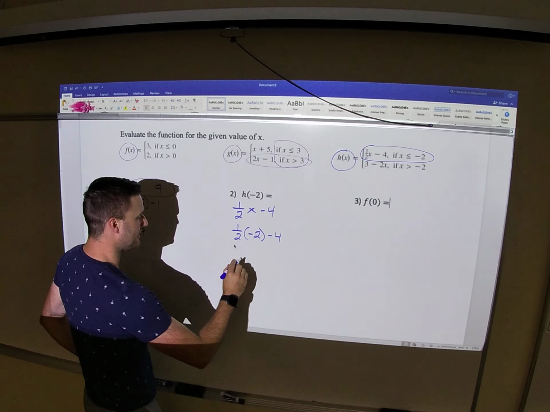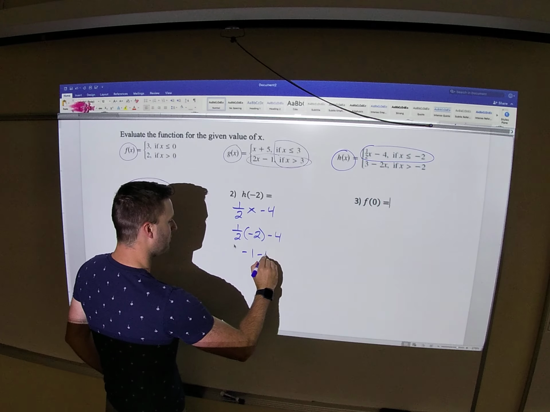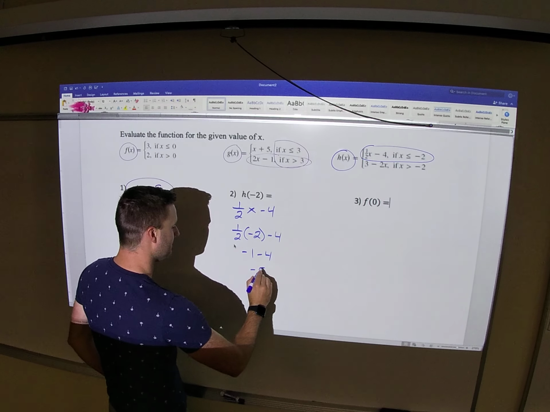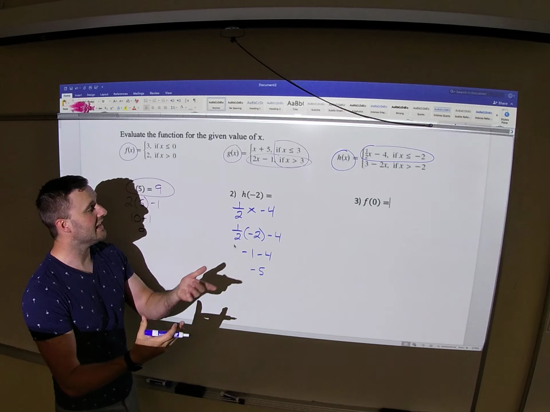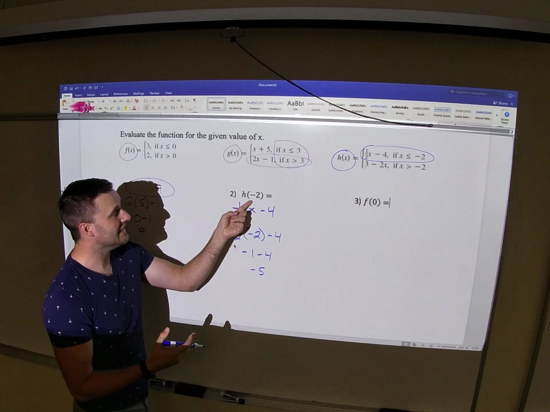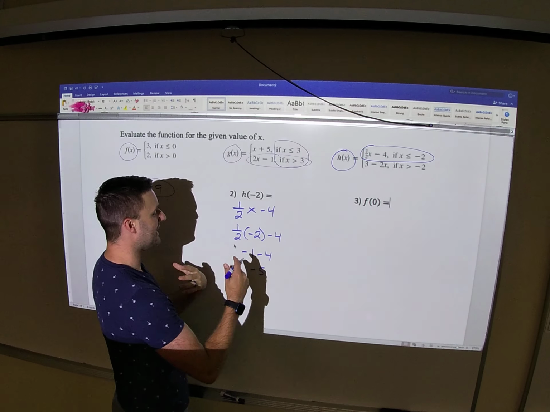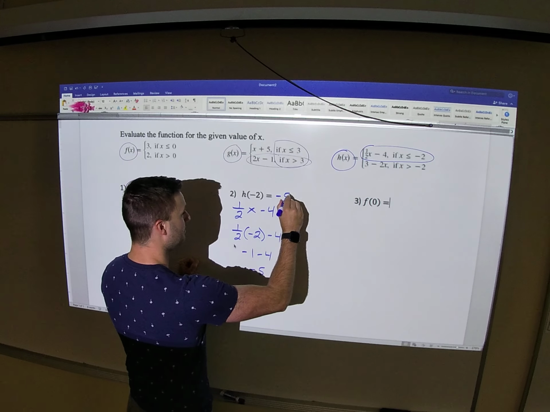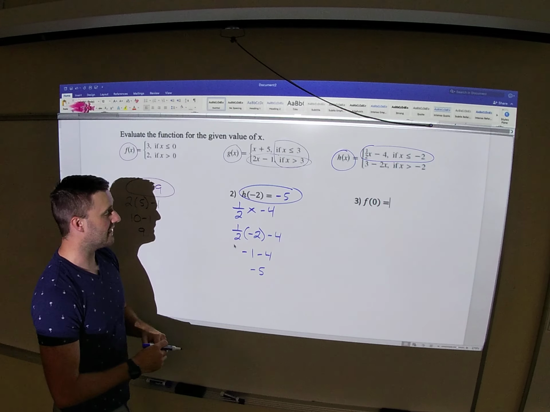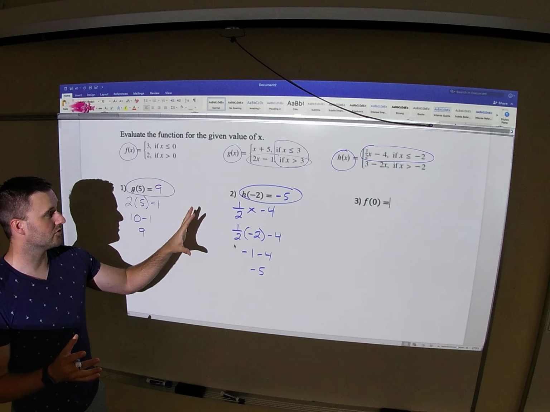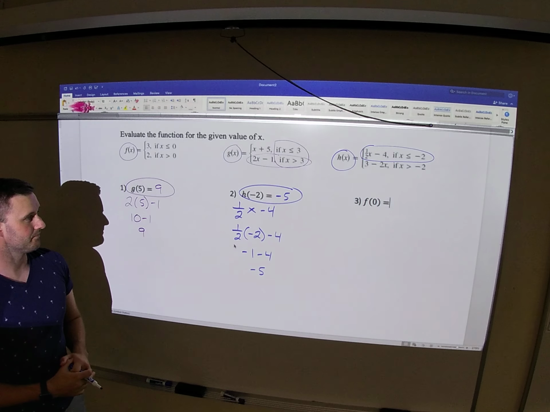1/2 of -2 is going to be -1. So -1 minus 4 is -5. So what we're saying is that when x is -2, in h of x, I'm going to get an output of -5. So that would be a point on that coordinate plane for that function h of x.